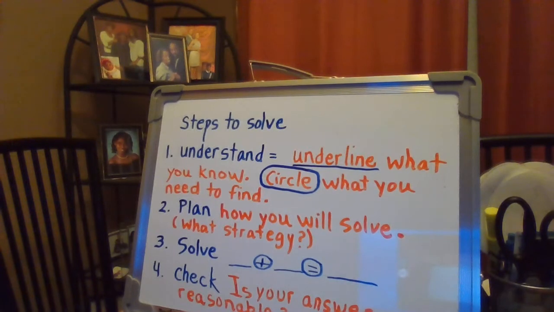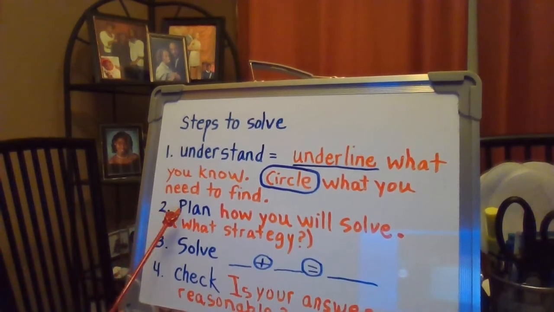Okay, so there's 4 steps to problem solving. First and foremost, you have to understand. You're going to be given a word problem or a story problem. It's going to be written. You have to be able to understand what you're reading in the problem. And so what we do is we underline. This is an example of what an underline looks like. You underline what you know. Then you circle, this is the circle, what you need to find. And everything will be inside the problem that's written.